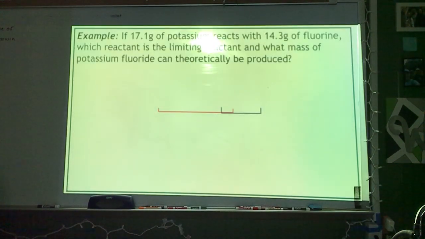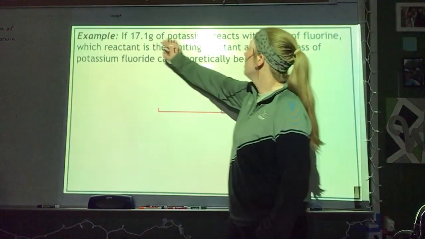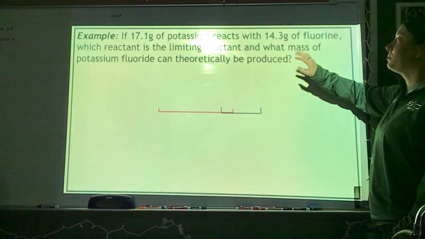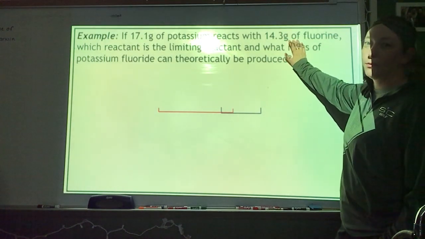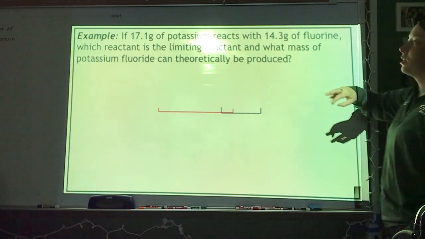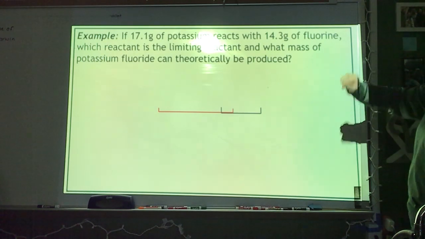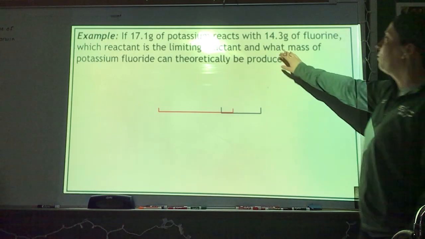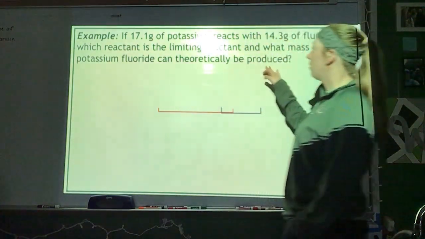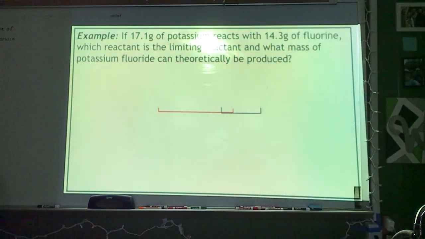So we have a problem like this. If 17.1 grams of potassium reacts with 14.3 grams of fluorine, which reactant is the limiting reactant, and what mass of potassium fluoride can theoretically be produced? Okay, so we see we have 2 numbers now in our problem. So we have 17.1 grams of potassium and 14.3 grams of fluorine. These are going to be our knowns for our problem. Our unknown is going to stay the same, which is what mass of potassium fluoride can theoretically be produced. So we want to know the mass, measured in grams, of potassium fluoride.